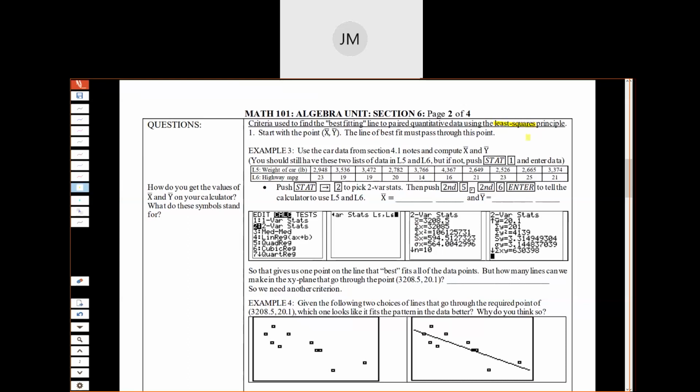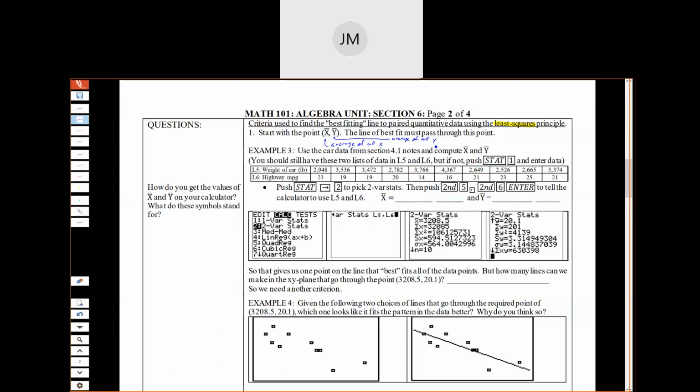Okay, so here's how we do our criteria. What we're going to do is first pick what you can think of as the average point. Pick the point where I average all the x's, and that's my x value, and average all the y's, and that's my y value. Okay, so this x bar is the average of all x's, and this y bar is the average of all the y values. Okay, and our first criteria is that the best fit line has to pass through this point.